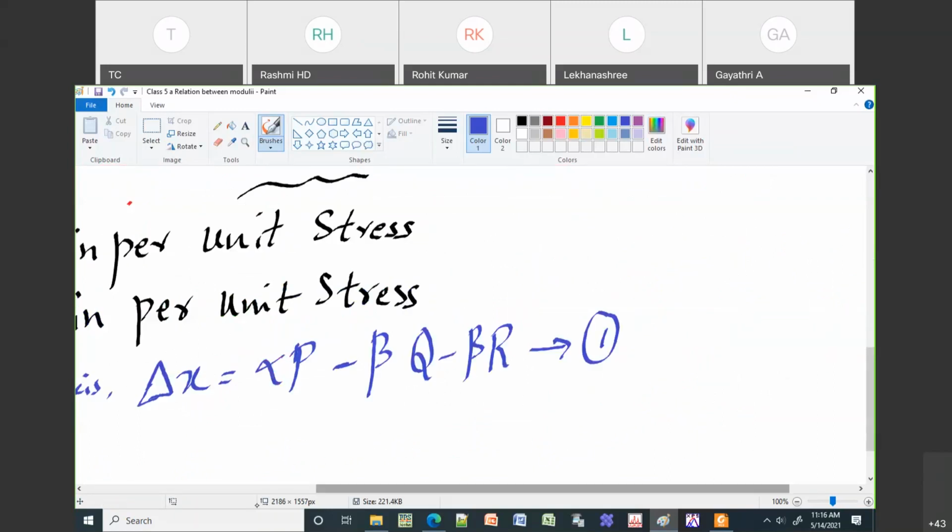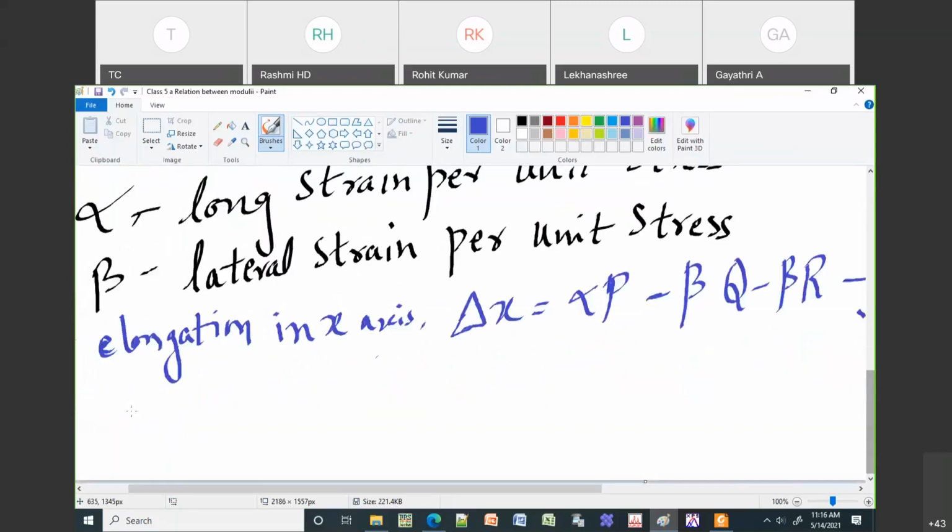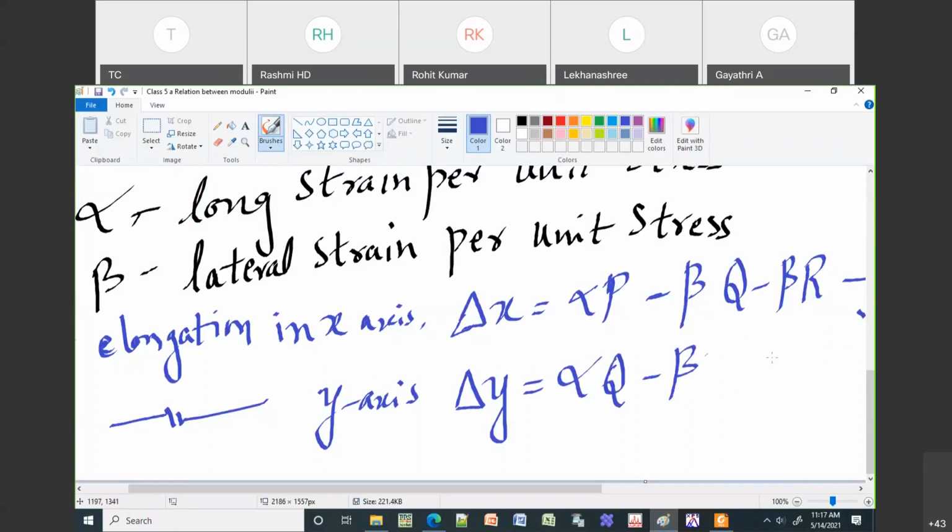Okay, so if I take x direction, then the length will increase when your P is acting, but the length is going to decrease when your Q and R is acting. Okay, so that is why we are going to write this equation. In the same way, if I want to take your second axis, the elongation in your y axis, this can be written as delta y. Delta y is the increase in the length of y. So it is increasing when your Q is acting, but it will decrease when your P and your R is acting.